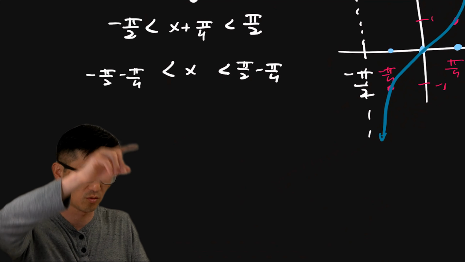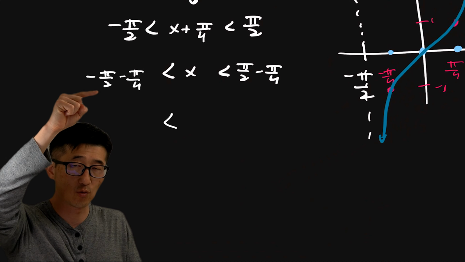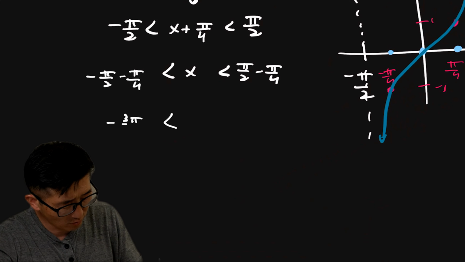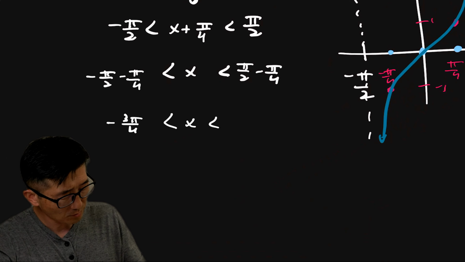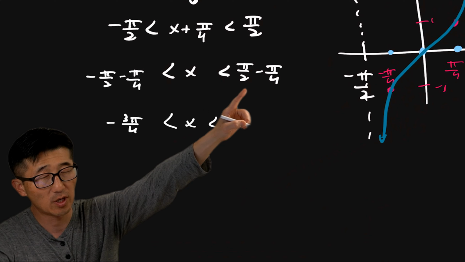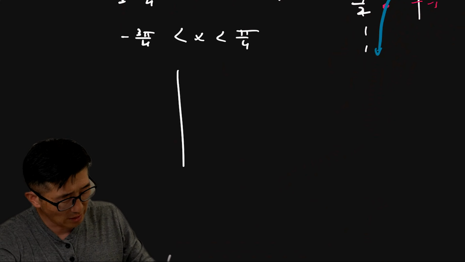We'll just do your common denominator. So this will become 2 pi over 4. So negative 2 pi minus pi will be negative 3 pi over 4. And this right here will become 2 pi over 4 minus pi. That will become pi over 4. Okay, so those are your new asymptotes right there.